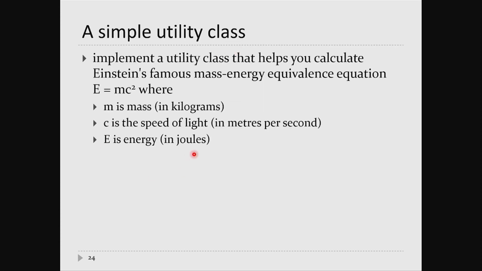Okay, so if you want to make a utility class, for whatever reason, it's pretty easy to do. Everything's just static, so that's pretty straightforward. It's what you did for assignment 1. Here I want to make a utility class that lets someone calculate E equals mc squared. This is Einstein's equation for mass-energy equivalence. It's only going to have one method in it, where m is the mass in kilograms, c is the speed of light, and E is the energy.